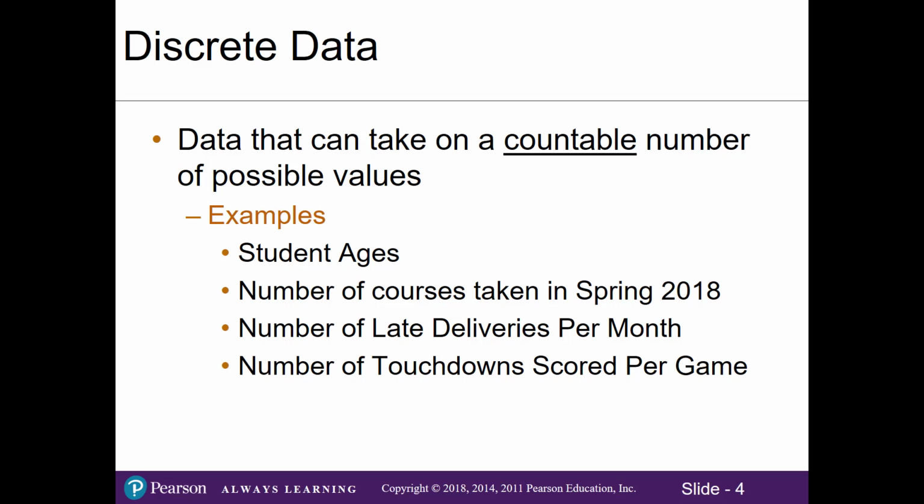With frequency distributions, what we are working with is discrete data. This is data that can be counted. For instance, we can count how many students are 25 years old. We can count the number of courses you're currently taking this semester. We can count how many late deliveries the pizza delivery person made last month. And we can count the number of touchdowns scored in Sunday's game.